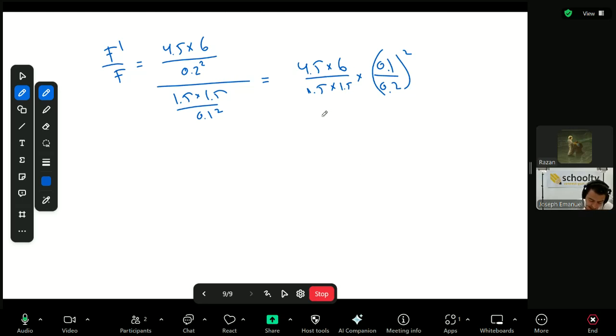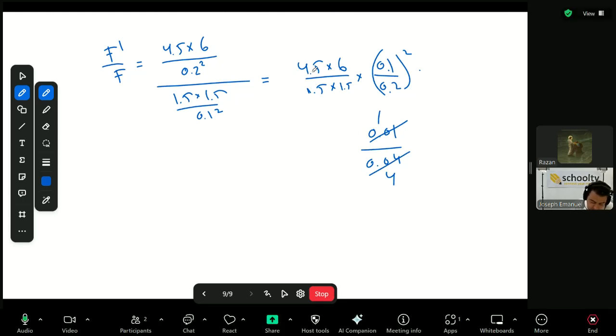Let's try to simplify. 0.1 squared is 0.01, and 0.2 squared is 0.04. So this is one quarter, and you have 4 down.